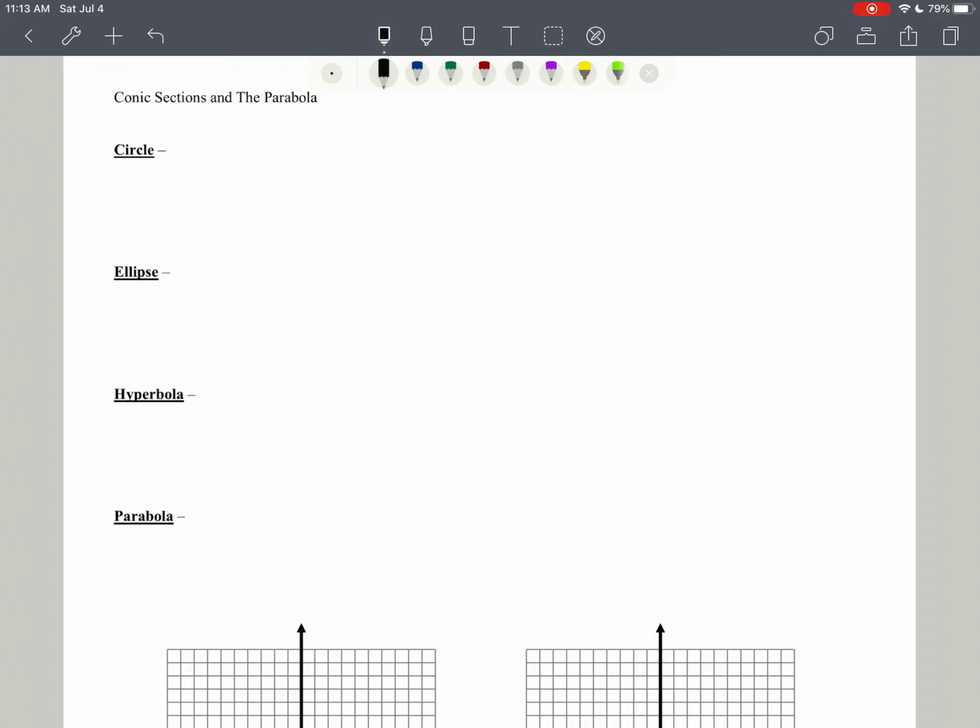In this video, I'm going to make a connection between what the circle, ellipse, hyperbola, and parabola look like algebraically in an equation. So a circle happens, and I'm going to draw a circle. So that's a circle, and a circle happens when x squared and y squared have equal coefficients. So I'll give you an example of what an equation might look like.